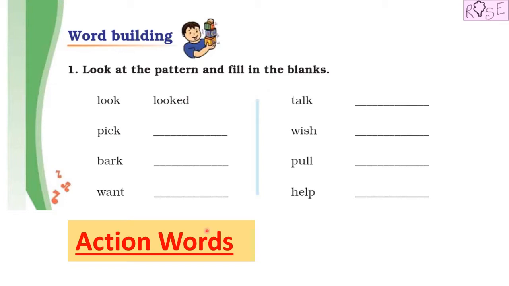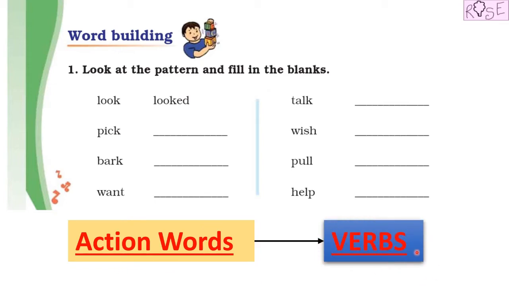And what do we call action words? Action words are called verbs. Yes, they are called verbs. So now we know that all these words are verbs. So what do we have to do here? What is the pattern? So here the word look is changed into looked. They add ed at the end of the word. Okay, so we have to add ed at the end of each of these words.